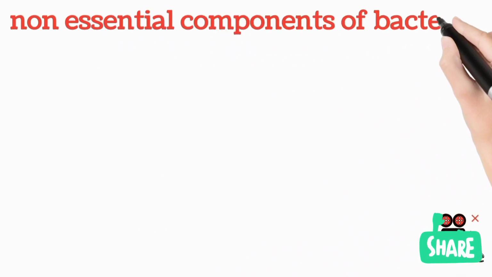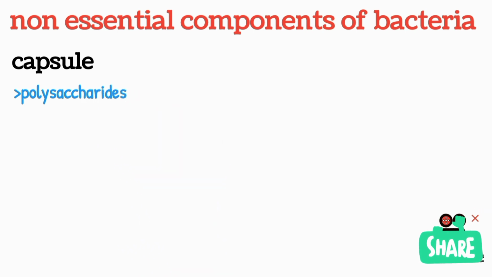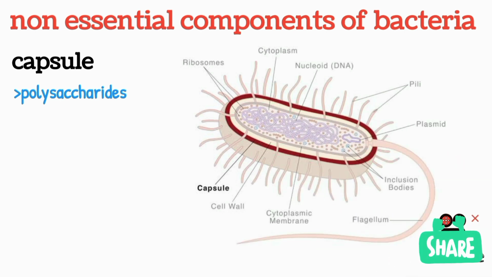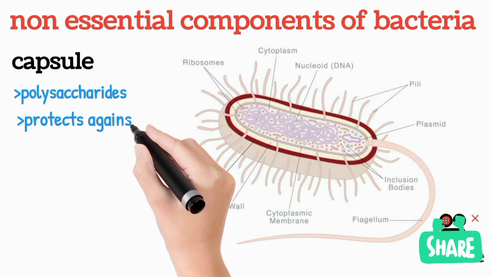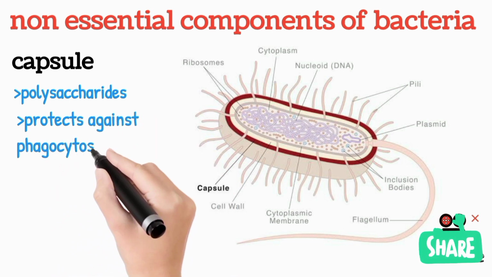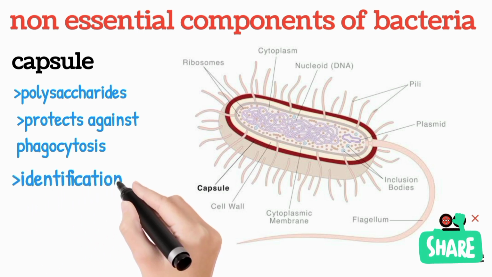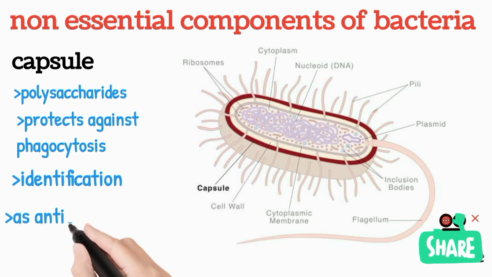Now coming to non-essential components of bacteria. Capsule, for example, is made up of polysaccharides. Capsule has many important functions, the most important being its role in giving pathogenicity, and it does this by protecting the bacteria against phagocytosis. And secondly, it also has a role in identification. How? Antibodies which are specific for capsule can help in identification of certain bacterial species. Then the antigens of capsule can also be used in vaccines.